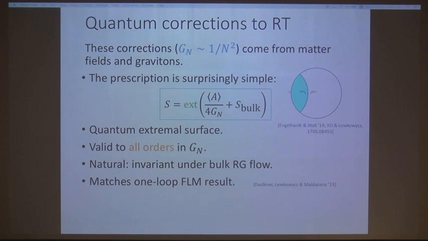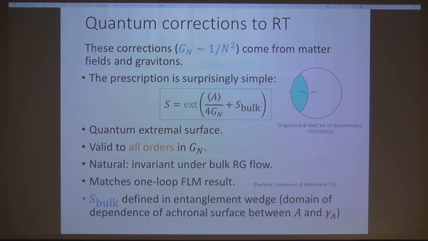And finally, this is an improvement of the previous result discovered by Faulkner, Lewkowycz, and Maldacena, where they derived a one-loop version of this. The one-loop version is basically you simply use the classical extremal surface as opposed to the quantum extremal surface. So you drop the extremum here where you evaluate this on the classical RT surface.